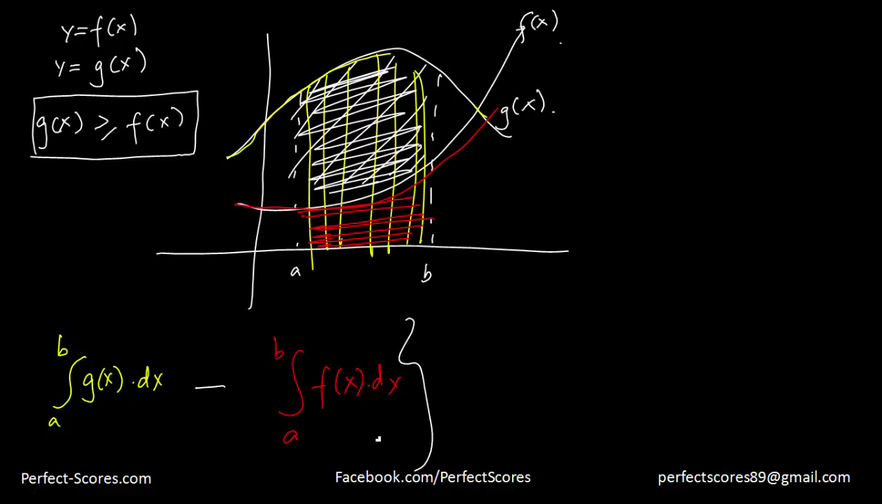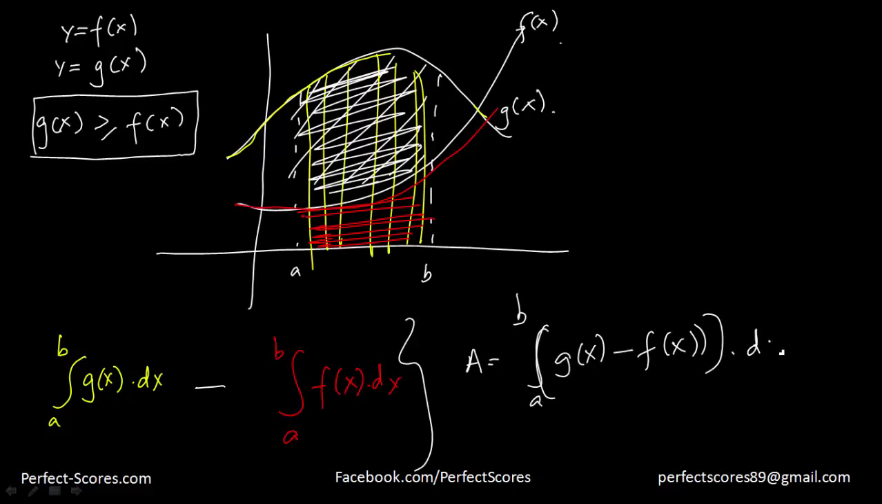So that means the area between two curves, such that all these conditions apply, is going to be the integral from a till b of g of x minus f of x dx. So that is going to be the area between two curves.